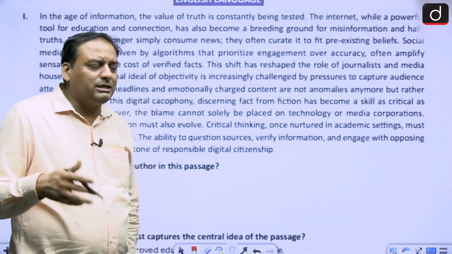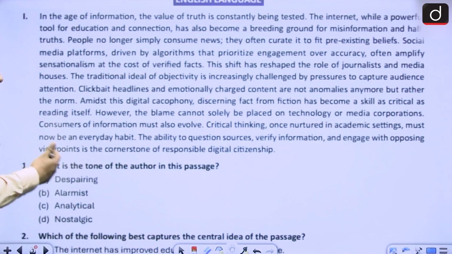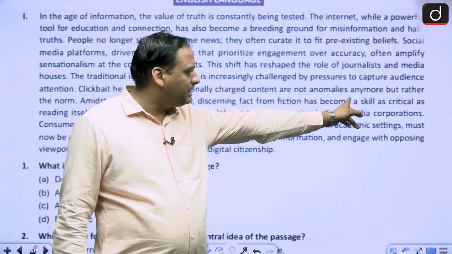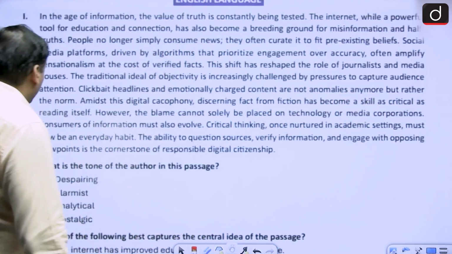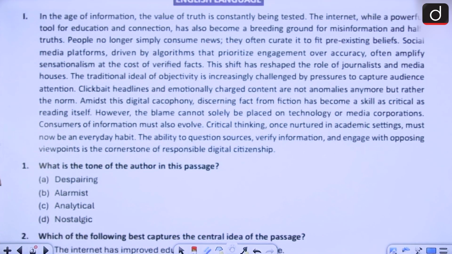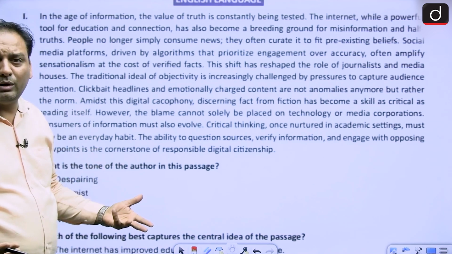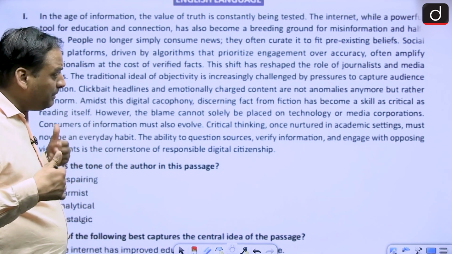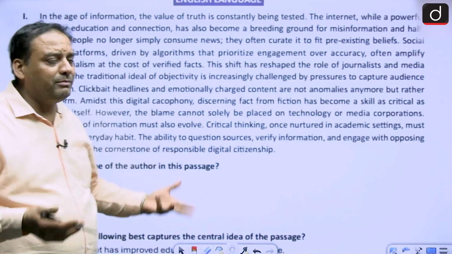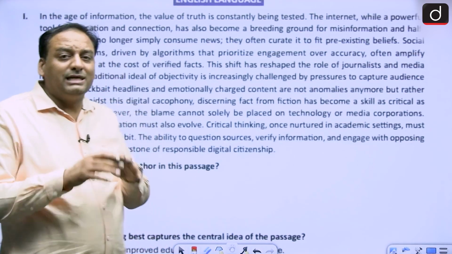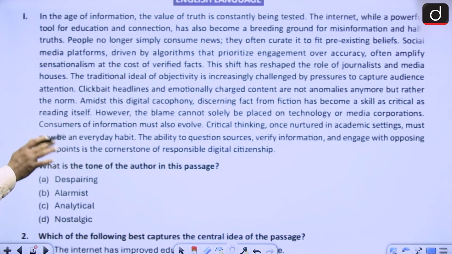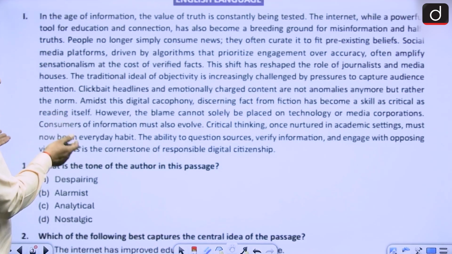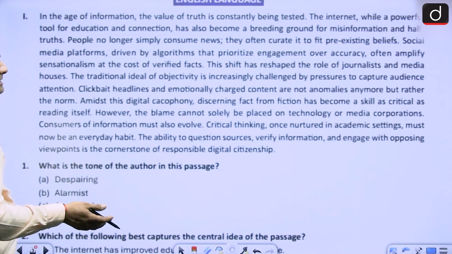If something is full of sensation, full of emotion, they are not irregularities. Anomalies means irregularities, but rather the norm. Now they are what? Rules and regulations. If you want to become famous, if you want to be a good journalist, or a famous media house, you have to sensationalize everything. You have to follow these norms. They are not good, but they are not anomalies.